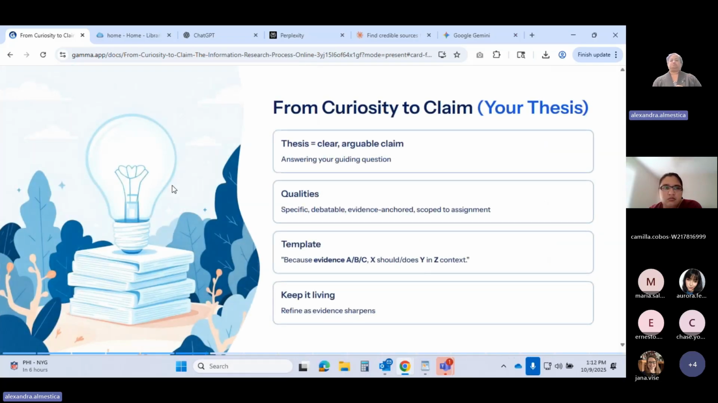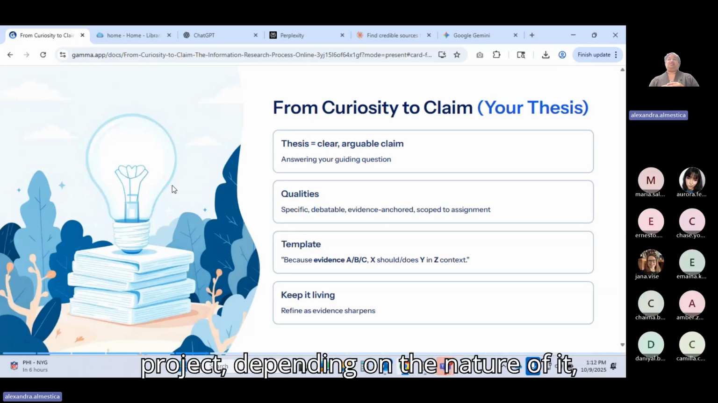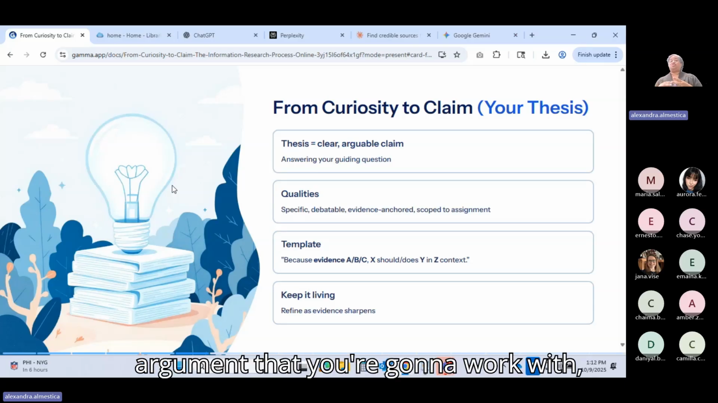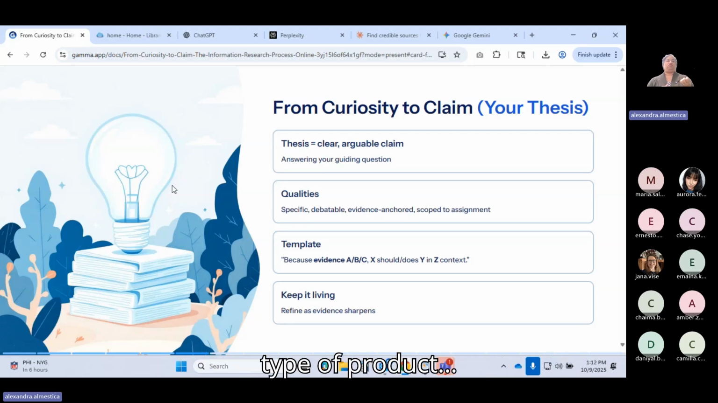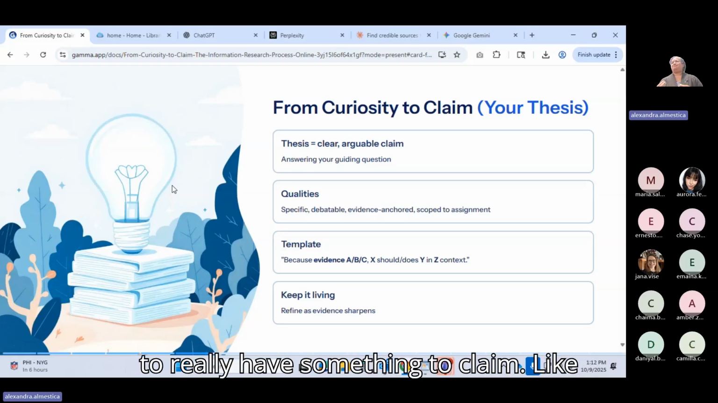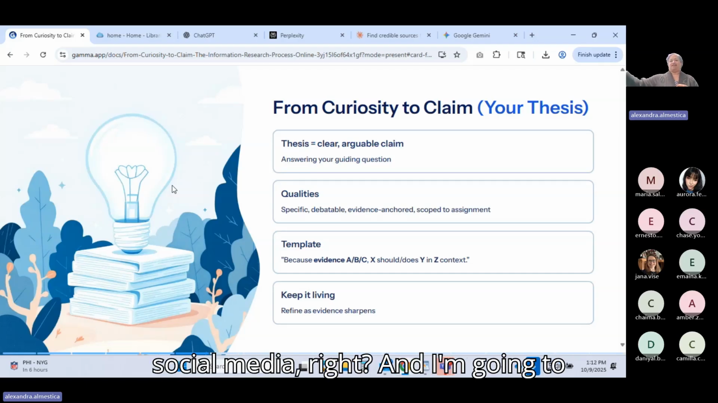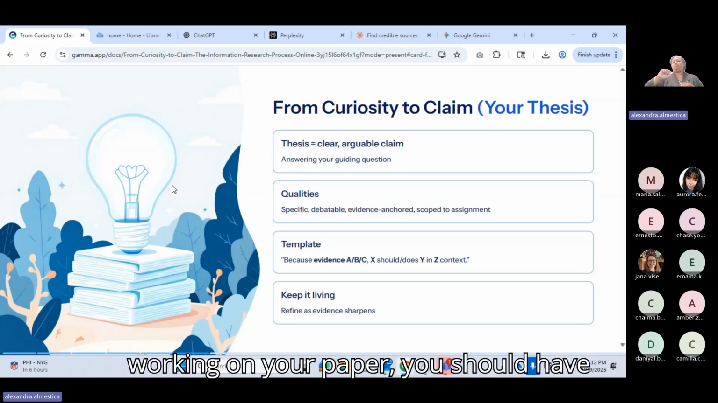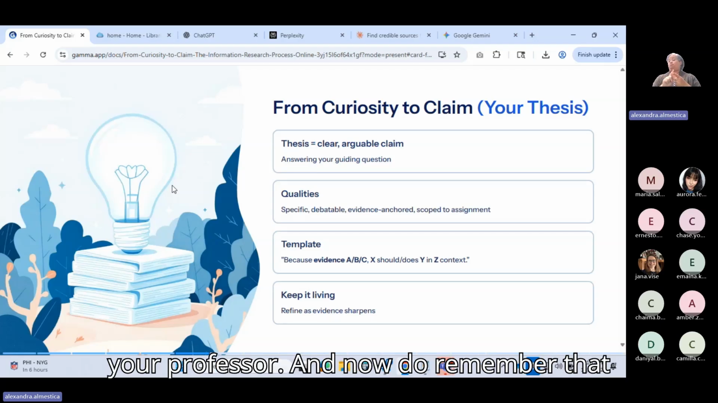Okay, so usually when you're working on a project, depending on the nature of it, you may have a thesis or maybe an argument that you're going to work with, right? So when we are working on that type of product, sometimes what we're seeking is for you to really have something to claim. Like, I'm going to make a statement about social media, and I'm going to take a position on it. So if you're working on your paper, you should have something similar, as defined by your professor.